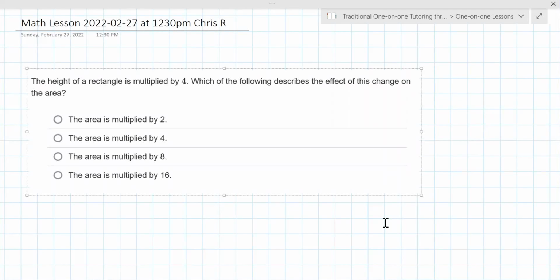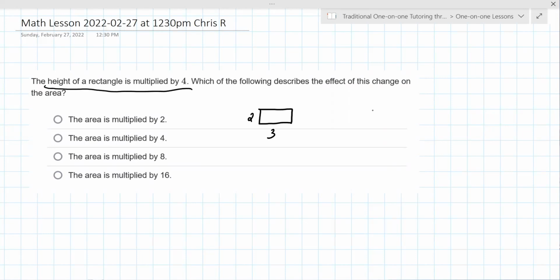On this change of the area. So let's pick your favorite rectangle. Let's go 2 and 3 on that. And this time, which of these numbers is multiplied by 4? That would be 2, because we consider that the height.